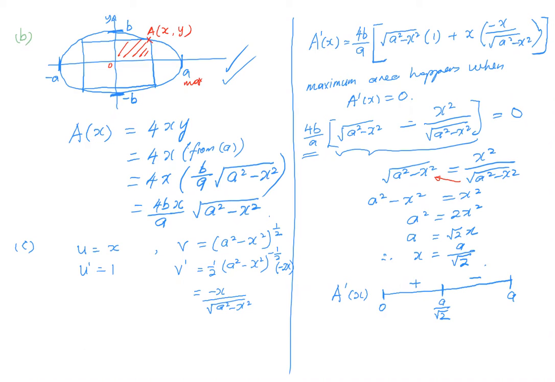Okay, done. So let's go to part D. So part D, you want to talk about finding the percentage, correct? So that means I have to get the maximum area, that means when my x is equal to a over root 2. So I put into the formula 4b over a, your x is a over root 2, then square root of a squared minus your x, which is a over root 2, squared. Okay, so now you work out first.